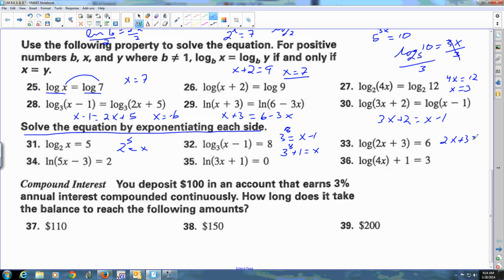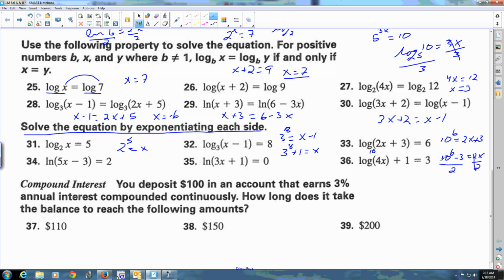2x plus 3 is equal to 6. Wait a second. That's a mistake. Let me get rid of that. Oh my goodness. Oh, wait. That was this one up here. Whew, I thought it was down there. All right. So I'm good. The base here is 10. So that's 10 to the 6 is equal to 2x plus 3. Sorry about that. Subtract the 3 and divide by 2.